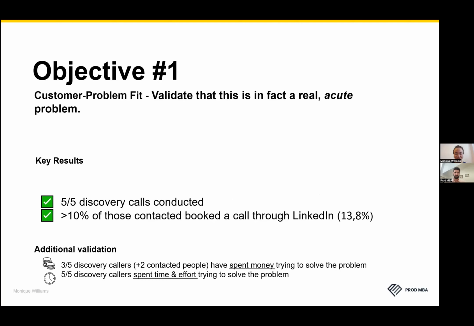So I did conduct my 5 discovery calls, and I actually had over 10%, so almost 14% of those people that I contacted also book a call through LinkedIn. In addition, I was also able to validate that a lot of people actually not only spend time and effort trying to solve this problem, but also already spend money trying to solve this problem. So that again indicates that this really is a real problem and an acute problem as well.